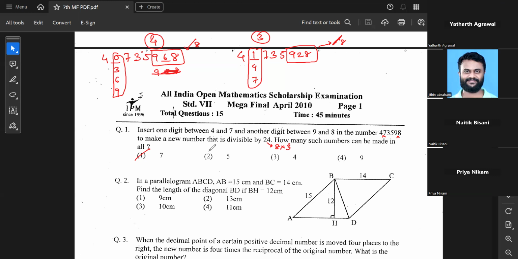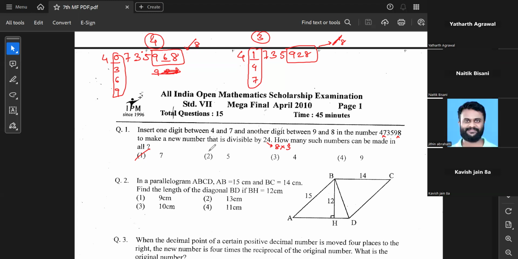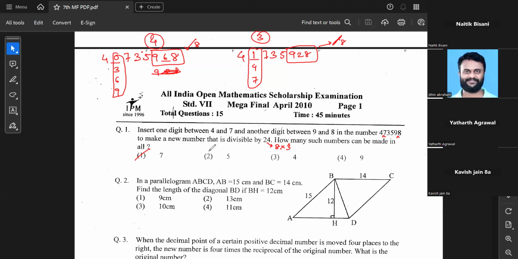Now, Yathat, first of all, you tell me what is your query because you raised your hand first. Yes, sir. Sir, Ajinkya sir gave the formula P into R upon 100 square. So, sir, that is basically the same thing only. Ah, same thing only. Okay, fair enough. Thank you for the clarification. Okay, Naitik, you tell me.